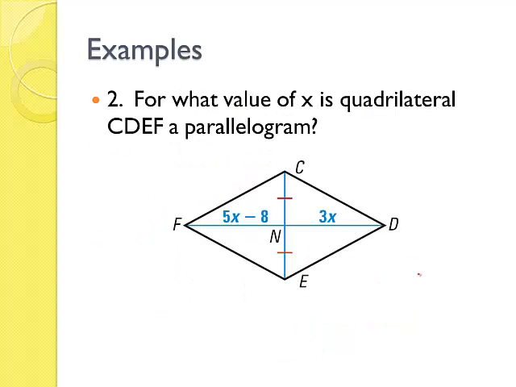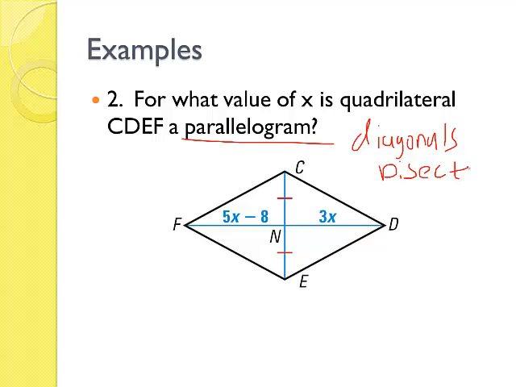Okay, so for what value of x is quadrilateral CDEF a parallelogram? This is kind of tricky because it doesn't tell you that it's a parallelogram. It's asking you what value for x would make this a parallelogram. So we need to know, in terms of diagonals, what's true about diagonals in a parallelogram? Well, diagonals bisect each other in a parallelogram.